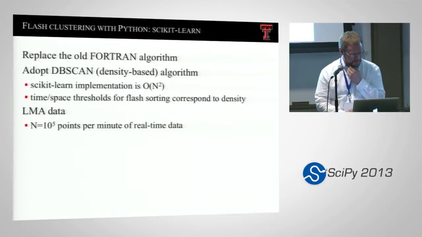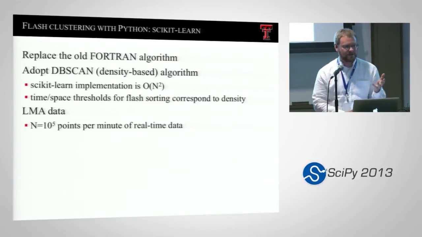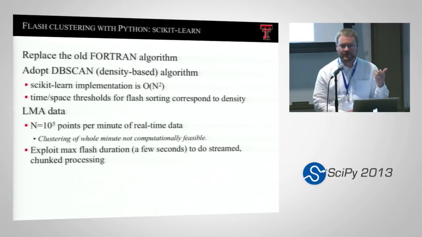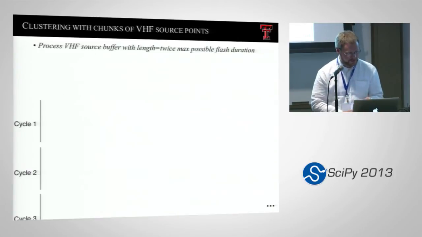One of the constraints for the LMA data, as you can tell, is that we have a very high data rate, about 10 to the fifth points per minute of data. So I can't send 10 to the fifth points to DBSCAN, it blows up. So I can't do the clustering in the naive way I'd like to. So what we'll do is exploit the fact that the physics are constrained to being at most a few seconds long per flash to do a streamed, chunked version of the processing. So here's how that works.